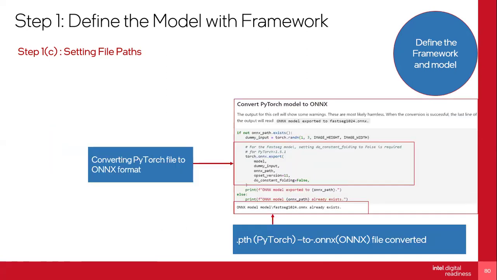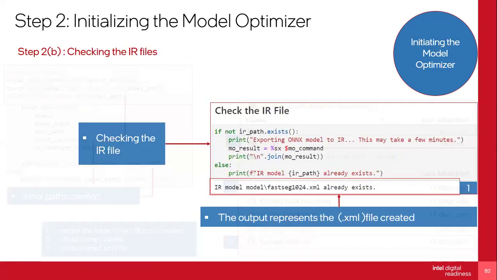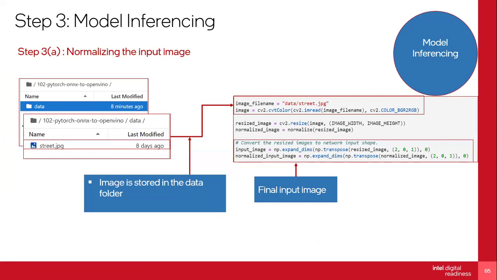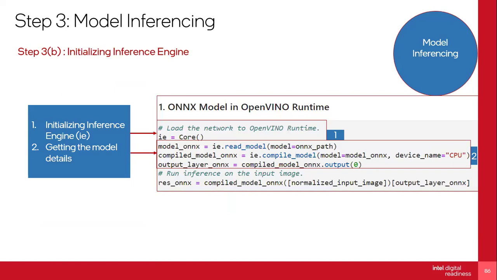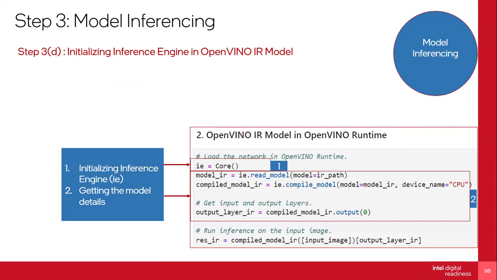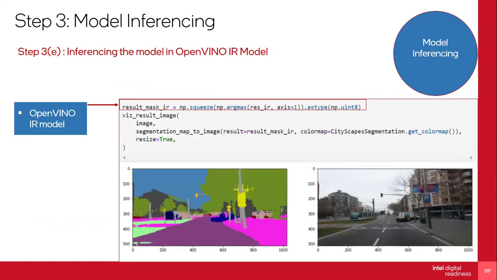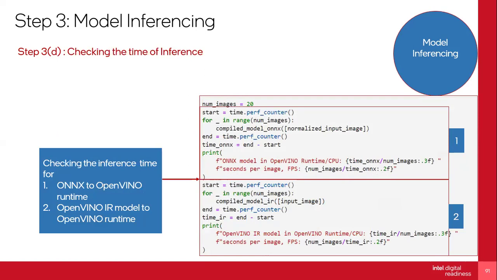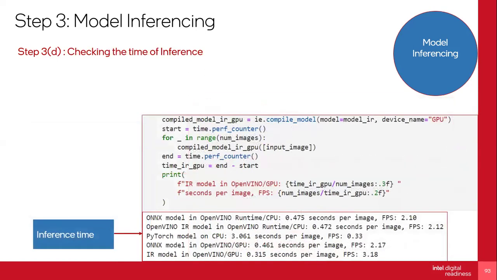So define the model with framework, setting the file paths, and all this code is available in your Jupyter notebook. Okay. Then checking the IR files, then normalizing the input image, and then see the final output how it has come, and then initializing the inference engine, that is changing the class, right? And then ONNX, okay? So inferencing the model in ONNX. Using ONNX also, you can inference the model. So this tree.jpg. And then initializing the inference engine in the OpenVINO IR model again, inferencing the model in the OpenVINO IR model, like using the result mask IR, and then inferencing the PyTorch model. So they use so many models over here, right? So these are all checking the time and all.